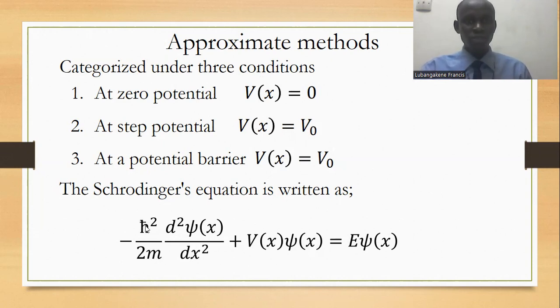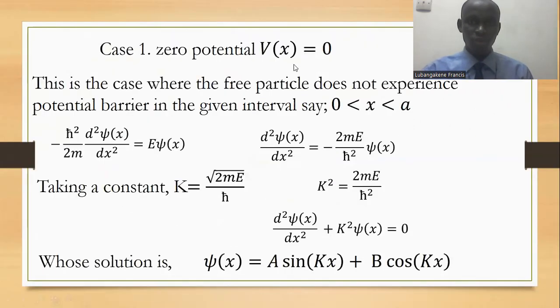Now, the Schrodinger's equation is written as this. You can see in your derivation, you got your Schrodinger's equation as this. But now, how do we solve this for the case of all these positions? So we are taking the first case today, where we have potential V equals zero. There's no potential. So at zero potential, this is the case of a free particle that does not experience potential barriers in a given interval, like from 0 to A, just like we started from the first part.